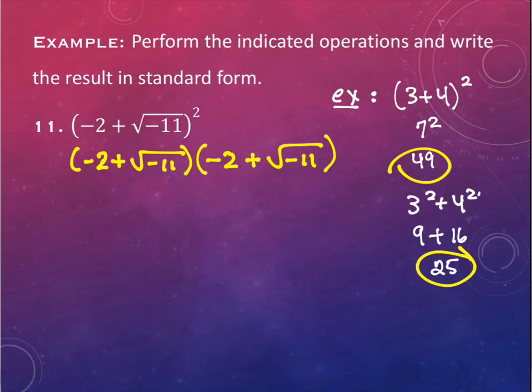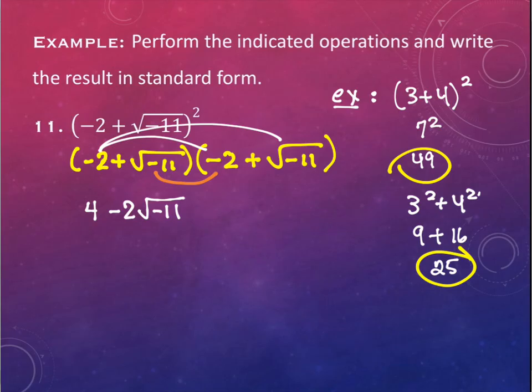Distribute or FOIL, right? I'm going to actually find these pieces individually. So I'm going to multiply the first and the outer terms. So -2 times -2 is 4. And then -2 times square root -11. Okay, so -2 square root -11. Everybody good with that? We'll clean those up in a little bit. And then the other piece is the same thing. I've got another -2 square root -11.